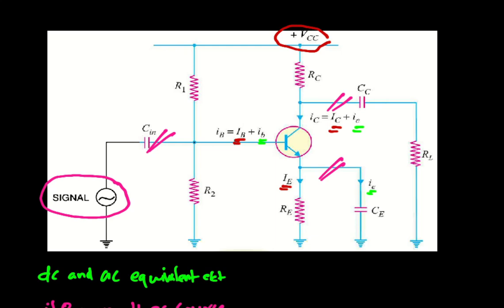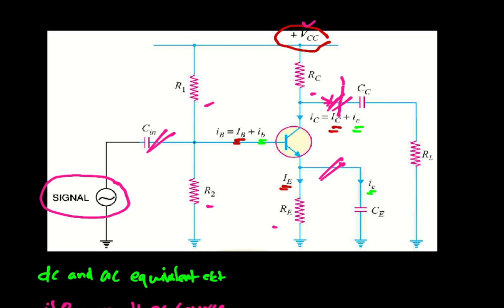So what remains is a plus VCC here, which will appear across R1 and R2, and we are having RC and RE here. If we open up CC, the coupling capacitor, no current flows through this branch, so we have to open here. Since there is no DC current flowing through the emitter bypass capacitor, we will open up here, and we will open this also, the input capacitor.